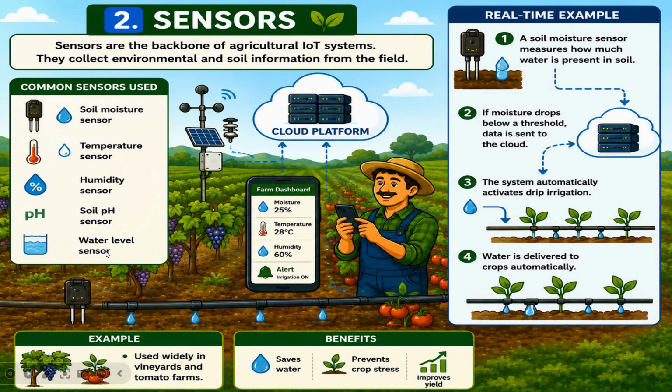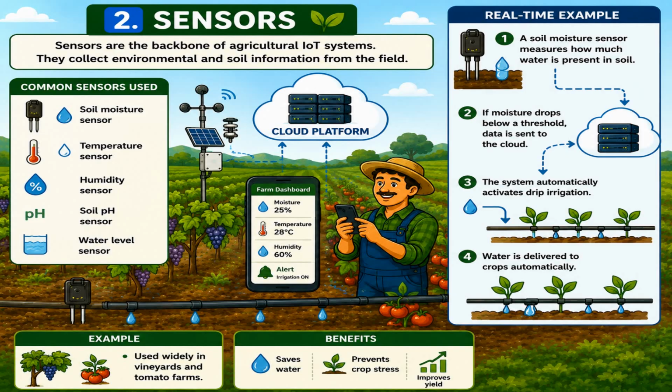You have a soil moisture sensor which measures the amount of water in the soil. Then you have a temperature sensor which records the field temperature. You have a humidity sensor which measures the moisture in the air. Then you have a soil pH sensor which checks the acidity or alkalinity of the soil, and a water level sensor that monitors the water availability.